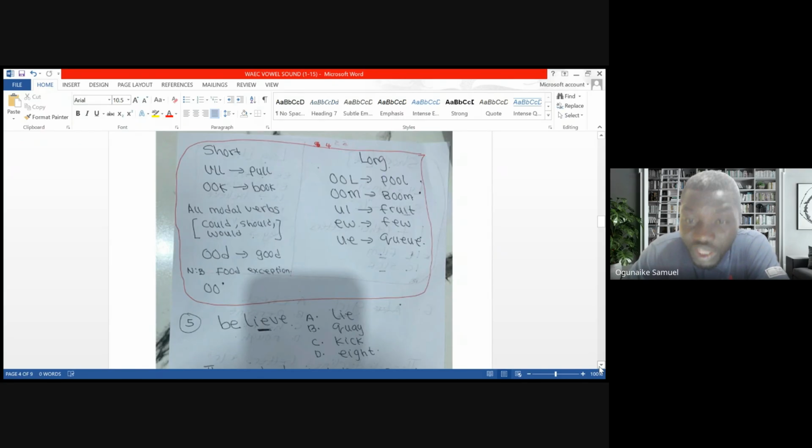UE will give you long, queue. Every other one then will give you short. In fact, the modal auxiliary verbs like could, should, would, they will give you short. ULL will give you short. OOK will give you short. OOG will give you short. Food is just an exception. Okay. These are the things you need to master.